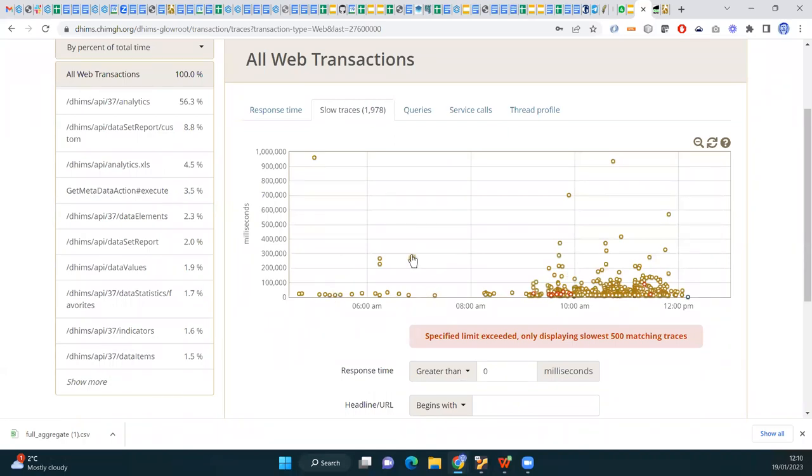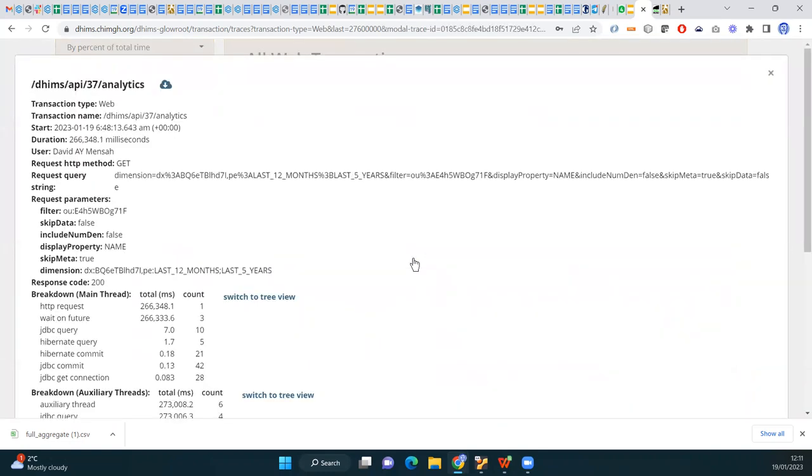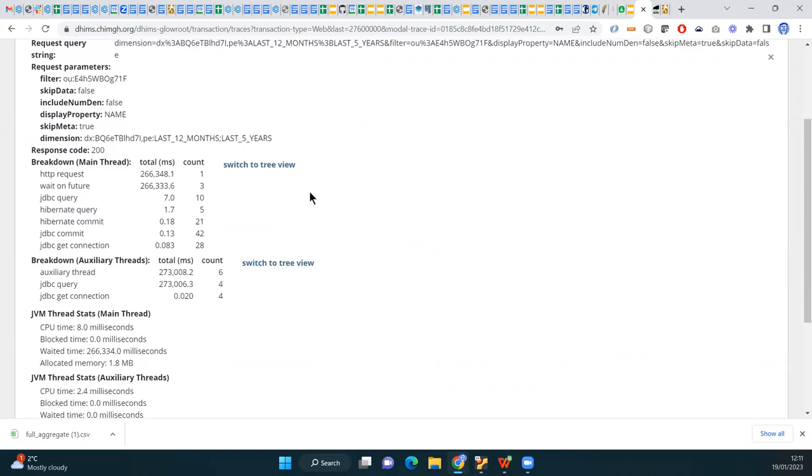That took 5 minutes. This took 5 minutes. This must be something related to analytics and so forth. What are these things? It doesn't get you into the detail of it. These are some very big analytics requests. I'm not sure of the detail of what it's about, but clearly it's a heavy one. It's taken 5 minutes to run.